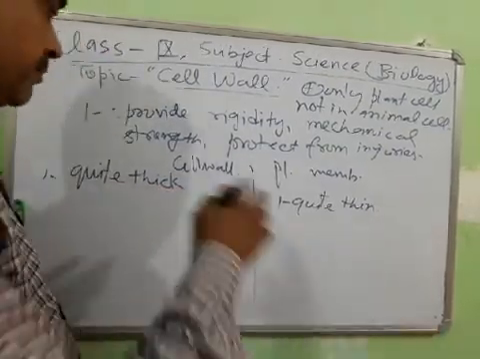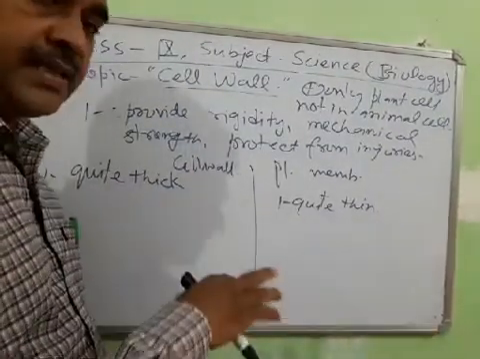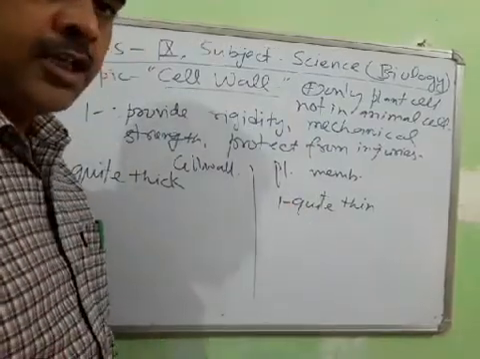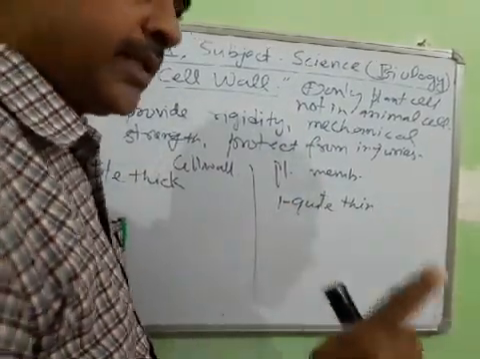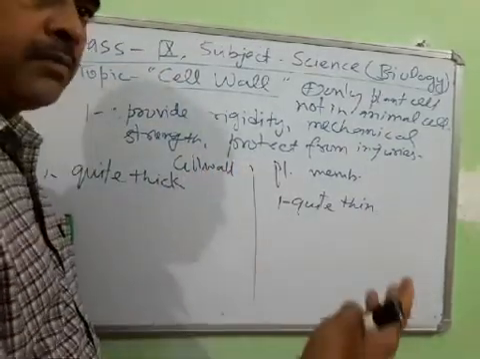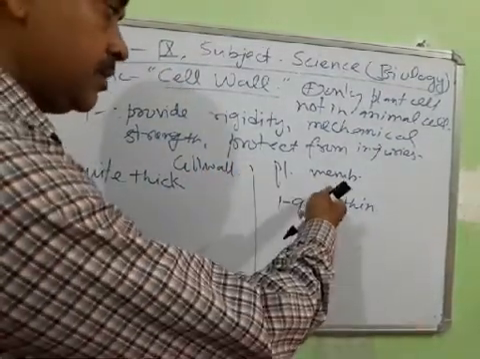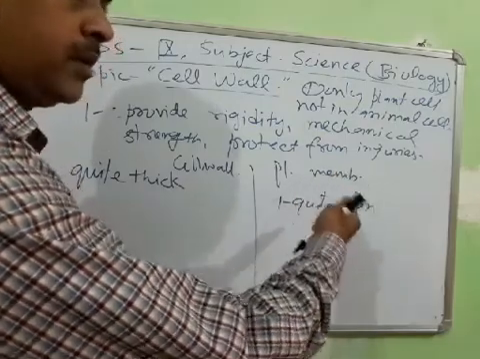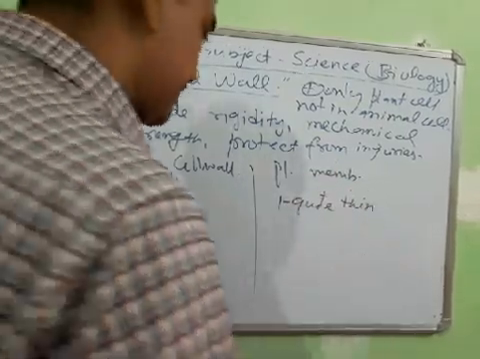And two more points: the cell wall is found only in the plant cell, and the plasma membrane is found only in the animal cell. It is found outside of the plant cell, and in the animal cell it is also found on the outside of the cell.